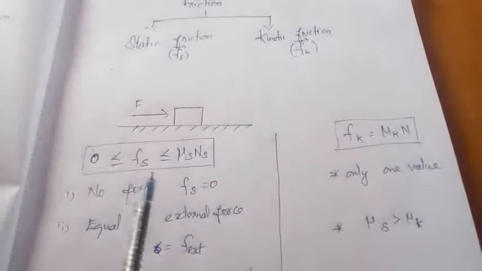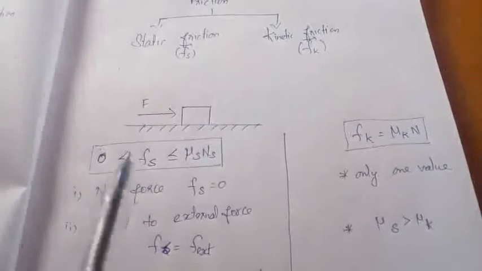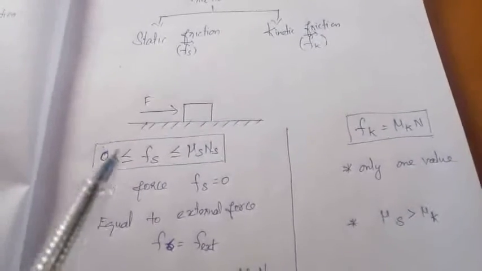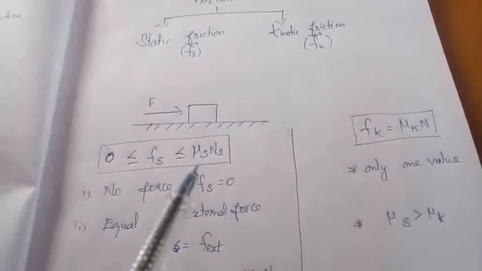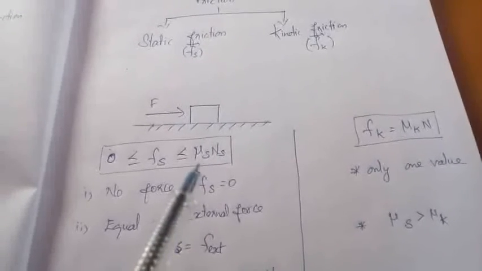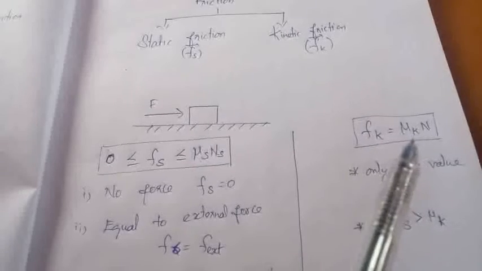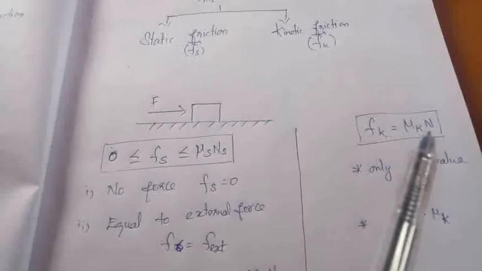So this is the formula for static friction, and this is the formula for kinetic friction. The static friction value ranges from 0 to a maximum value. The maximum value is mu s N. Mu means constant, N means normal force. Here Fk equals mu k N. Mu k is the constant value and N is the normal force.